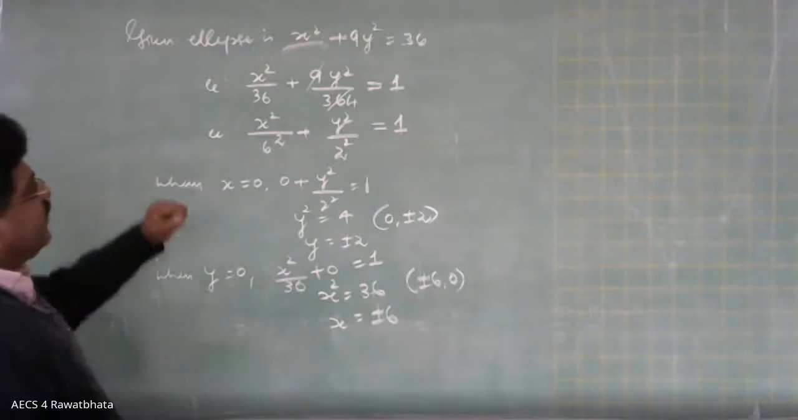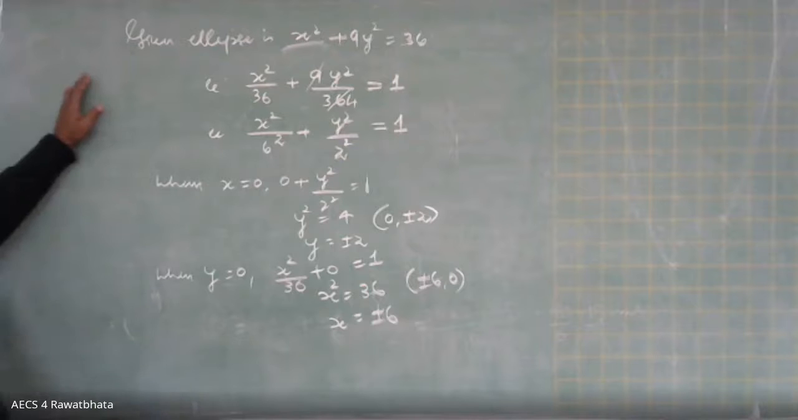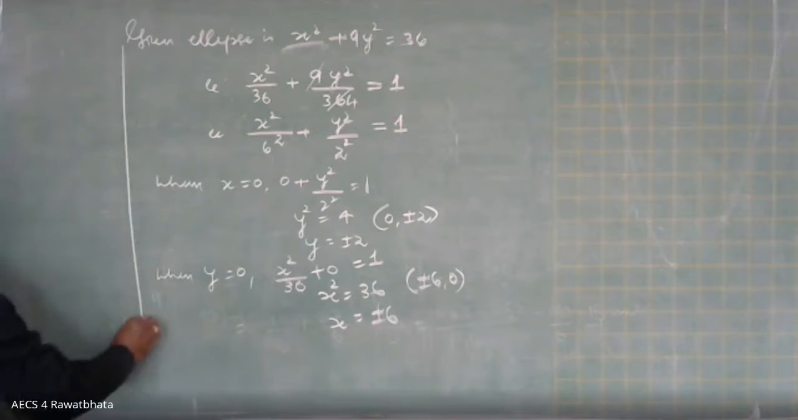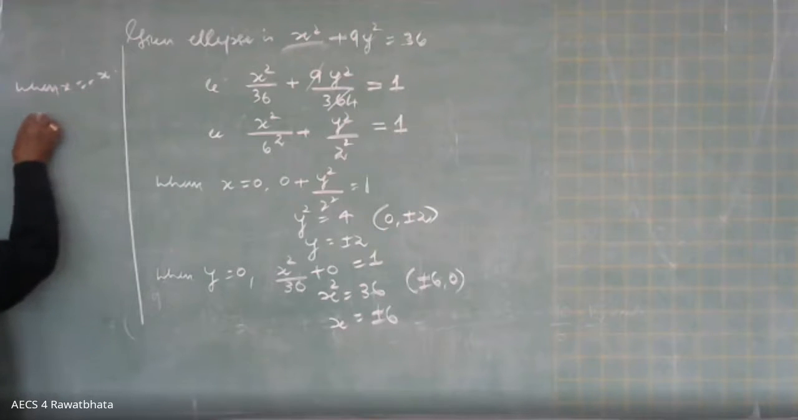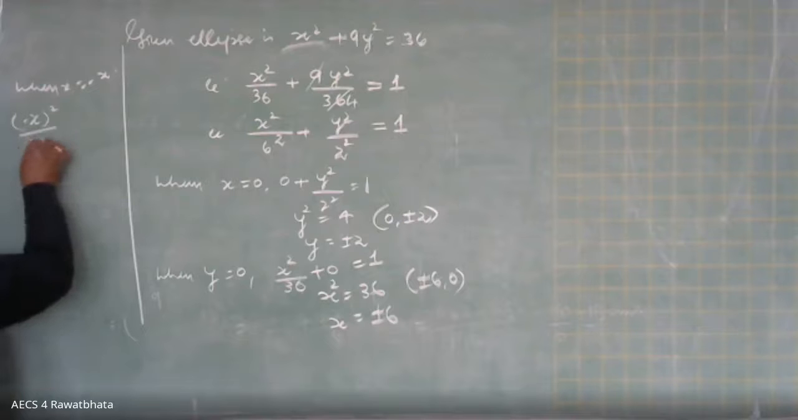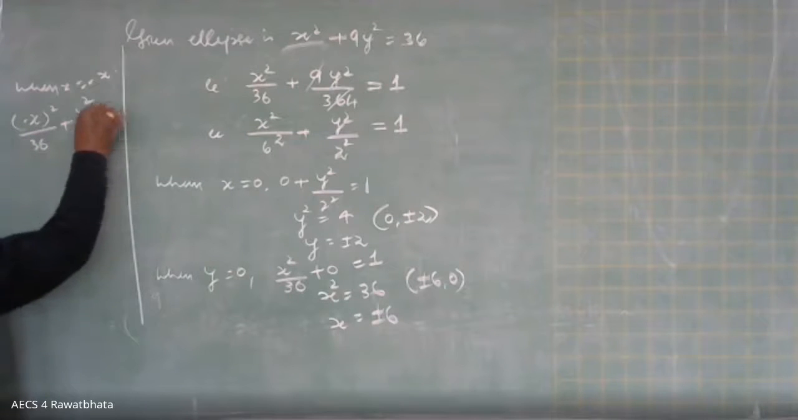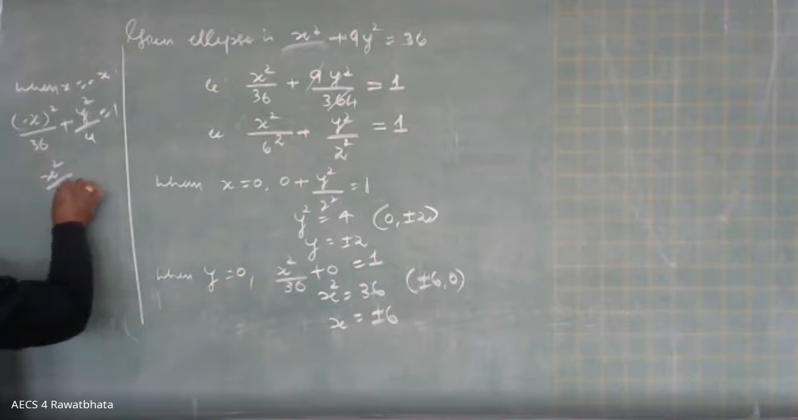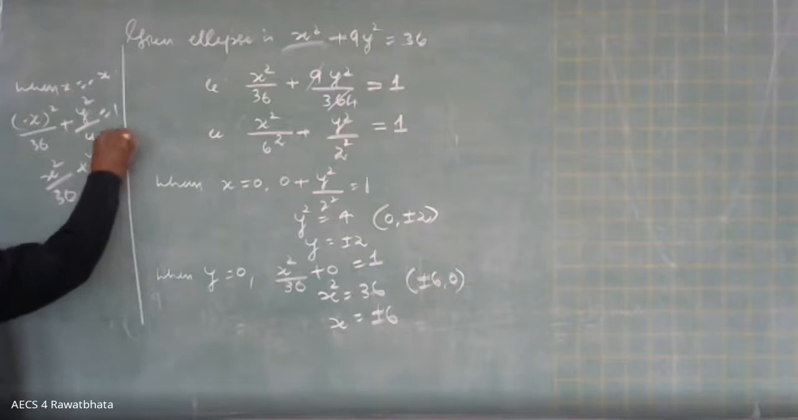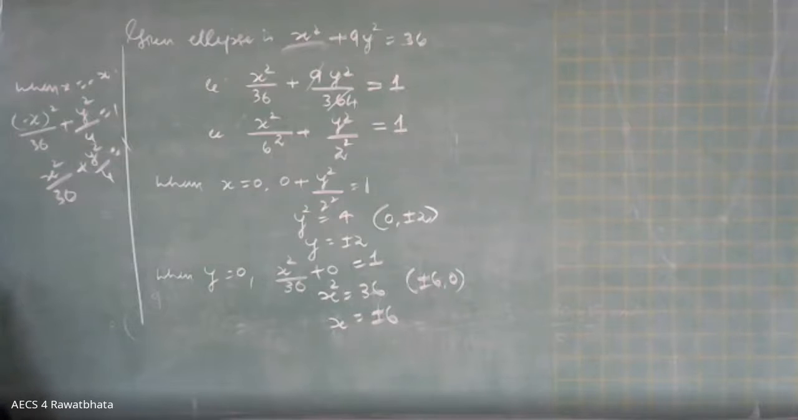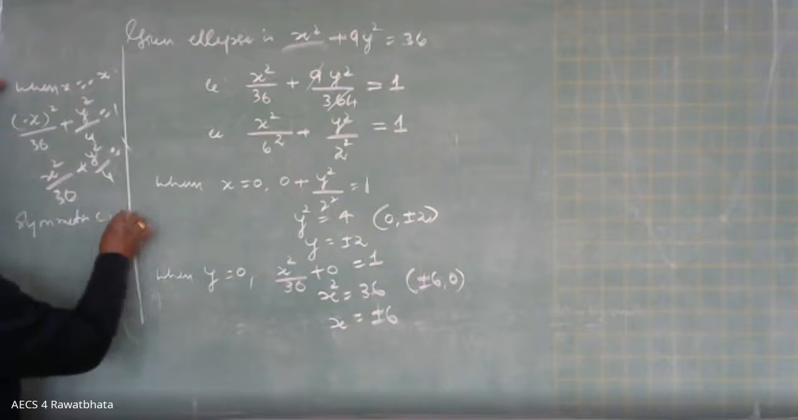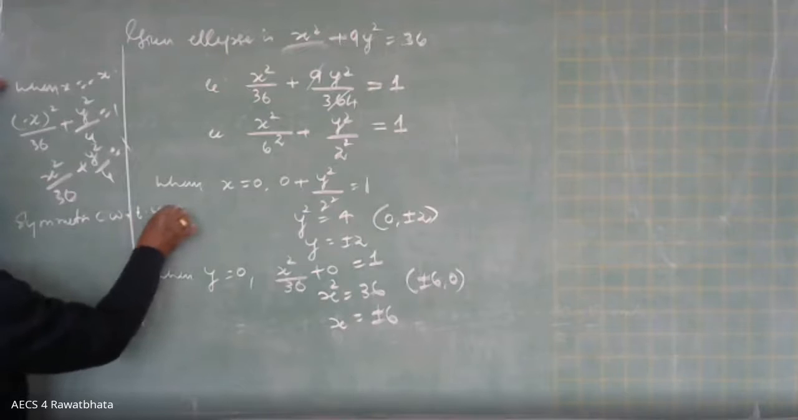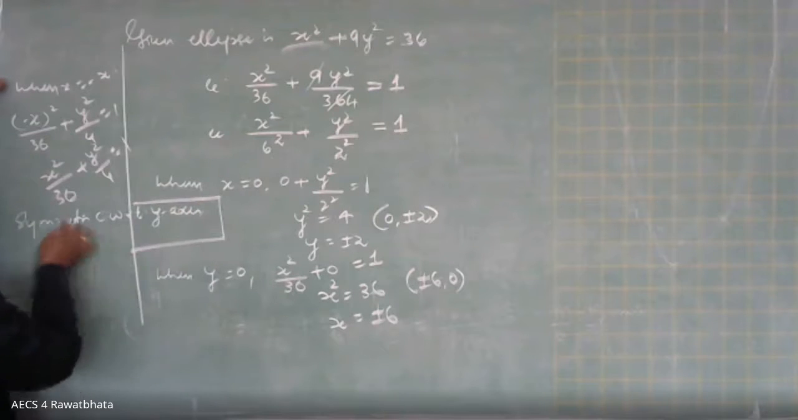Now, when x is equal to minus x, minus x the whole squared upon 36 plus y squared upon 4 is 1, that is x squared by 36 plus y squared by 4 is equal to 1. There is no change in the equation. That means the curve is symmetric with respect to the y-axis. Okay?